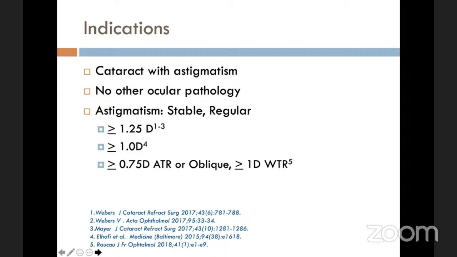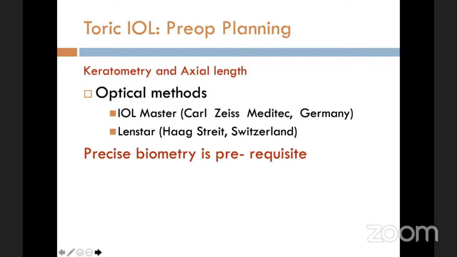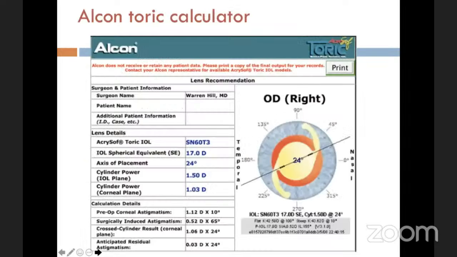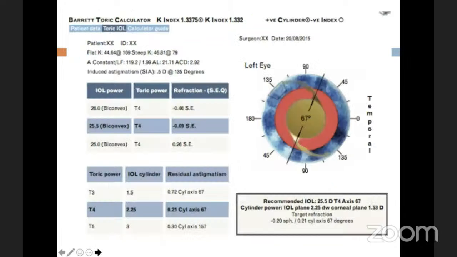So toric intraocular lens implantation can be done for astigmatism. If it is with-the-rule astigmatism, then you do it for greater than 1 diopter, and if it is against-the-rule astigmatism, then you do it for greater than 0.75 diopter as well. After you've already done a good keratometry and axial length, depending upon the optical methods such as the IOL Master, which we routinely use, one can do the toric intraocular lens implantation. In the Alcon toric calculator, the toric axis as well as the toricity of the IOL which is required is calculated, and in the map it gives you where it should be placed.